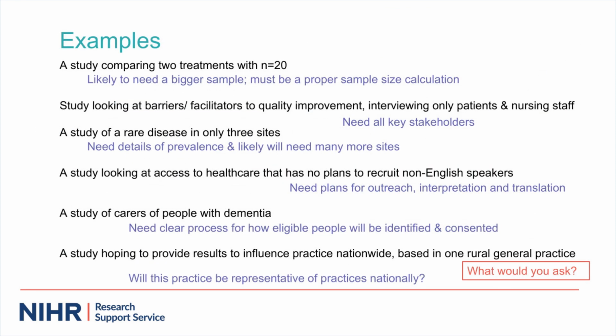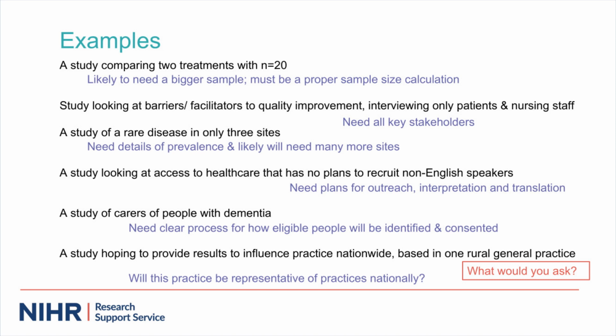So some examples of where reviewers might come up with things. A study comparing two treatments with an N of 20. Well, an obvious query would be, you're going to need a bigger sample, and we must see the proper sample size calculation. A study looking at barriers and facilitators to quality improvement, interviewing only patients and nursing staff. It's good that you're interviewing those, but in fact, there will be other key stakeholders, for example, managers in hospitals who may want to be involved with that.